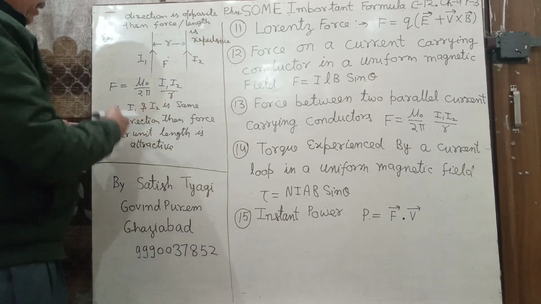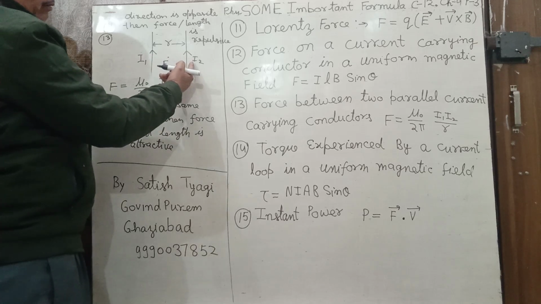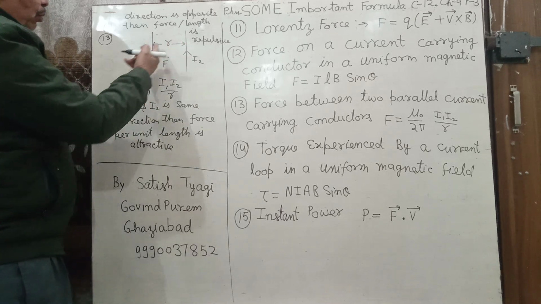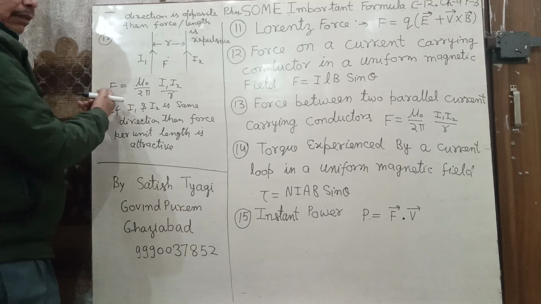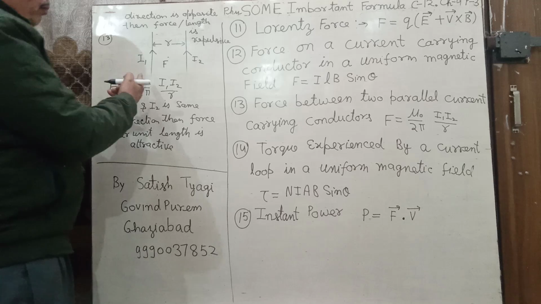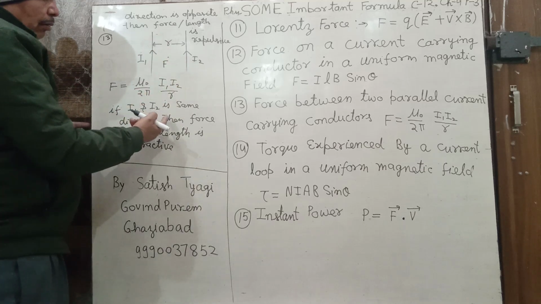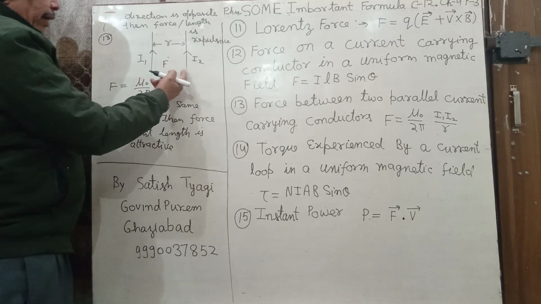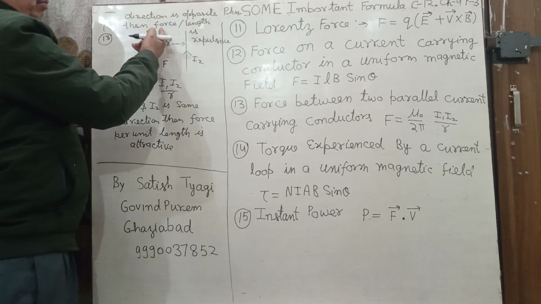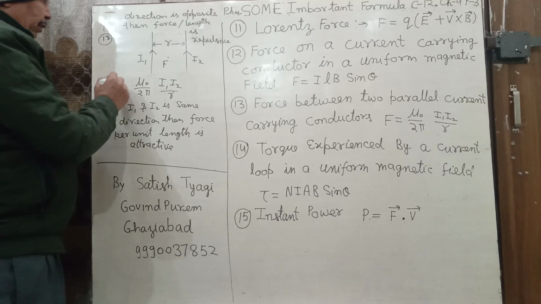Now I am telling it to you again. Suppose two wires are parallel and currents I1 and I2 flow in the same direction and the distance between the wires is R. Then the force per unit length is equal to mu naught upon 2 pi, I1 I2 upon R. Here the direction of the current is the same, so the force between the wires is attractive, and if the direction is opposite, then the force per unit length is repulsive. The condition is the same for both.